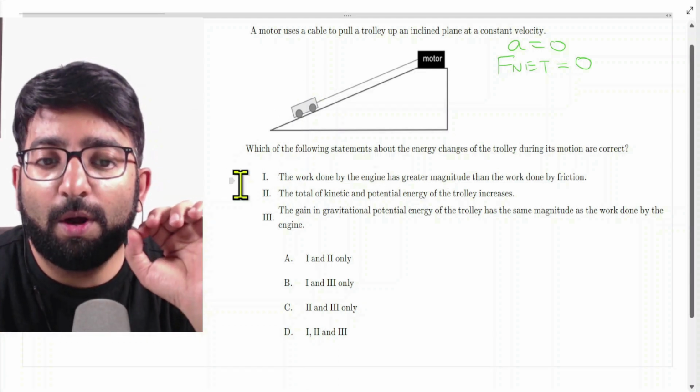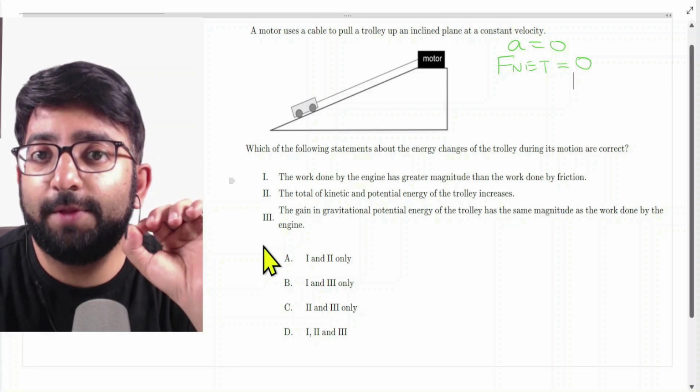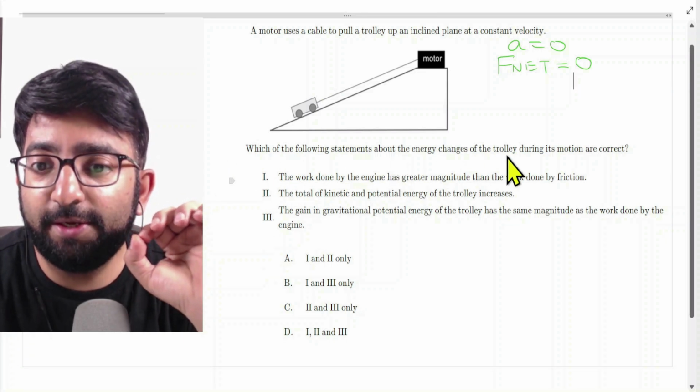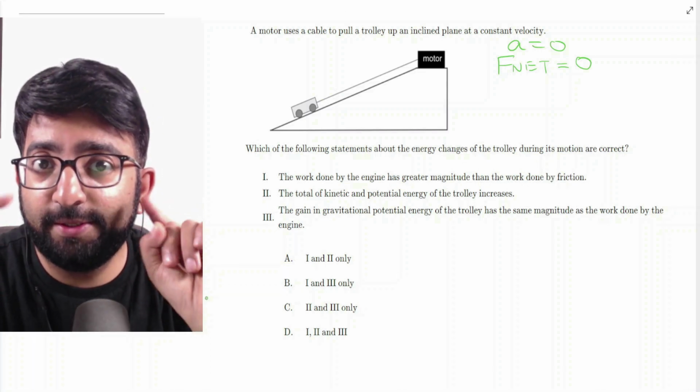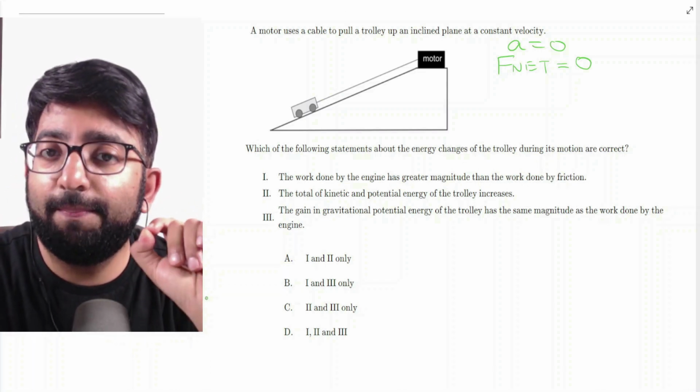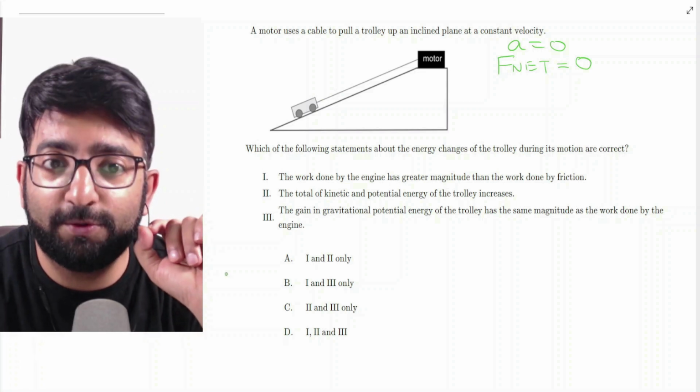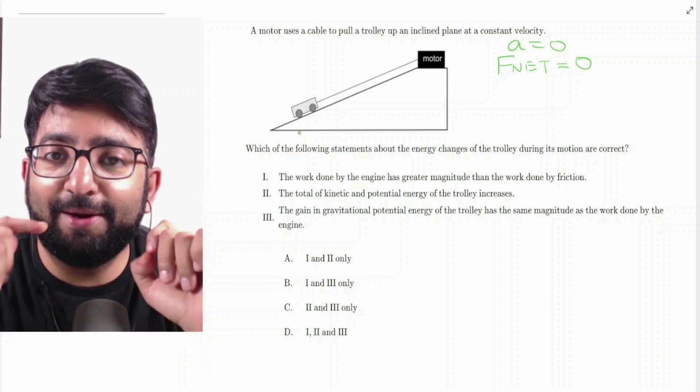Now we need to figure out, of the three statements given, which of them are correct regarding the energy changes of the trolley. All right, so before we go ahead and solve the question, step one is always, remember, please draw the free body diagram of the trolley. How many forces will act on this trolley?